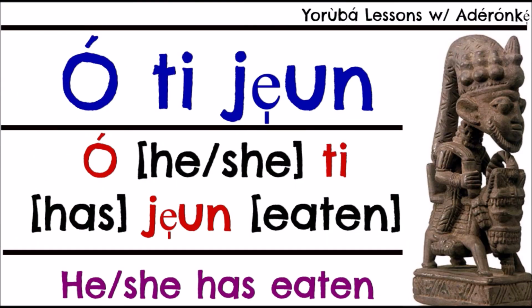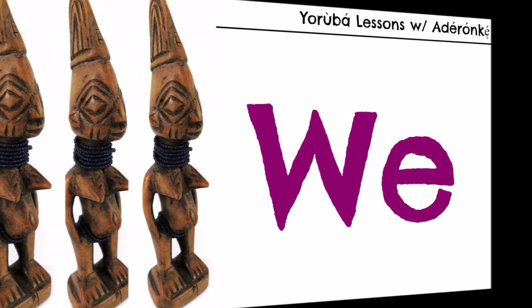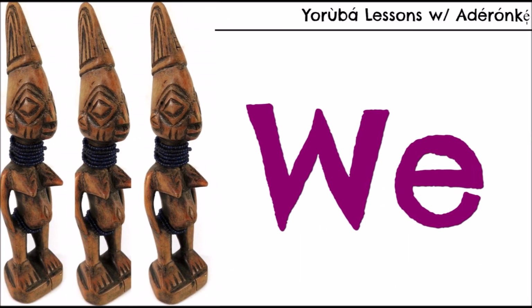And if I want to say he or she has eaten, ó ti jẹun. Ó ti jẹun. He has eaten. Ó ti jẹun. She has eaten. Again, this only applies when you're talking about someone that is younger than you or your age mate. You never use O for someone that is older than you. It is very disrespectful.